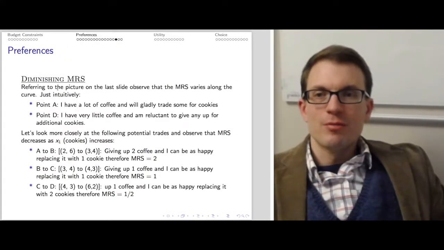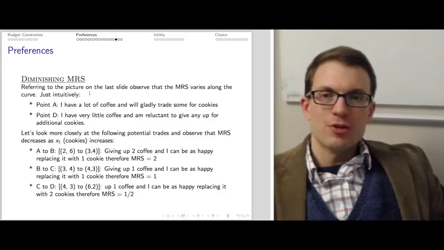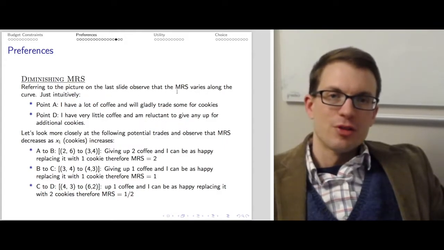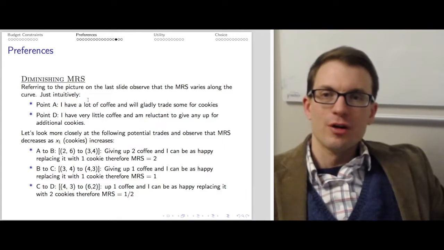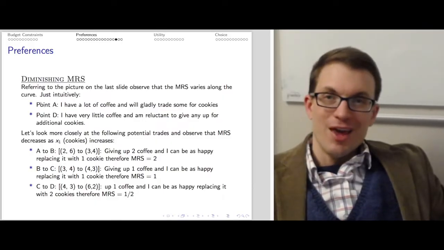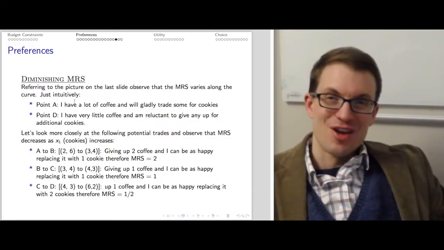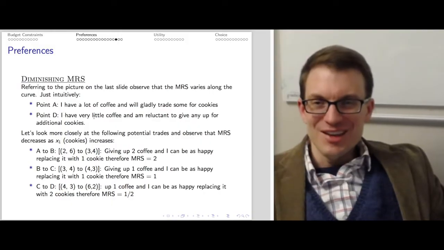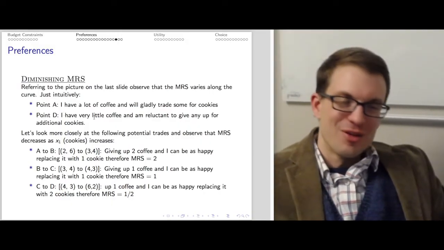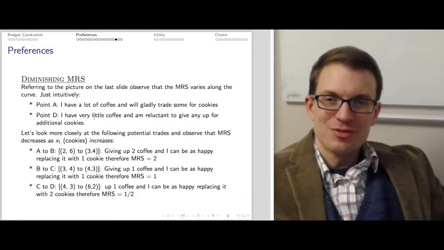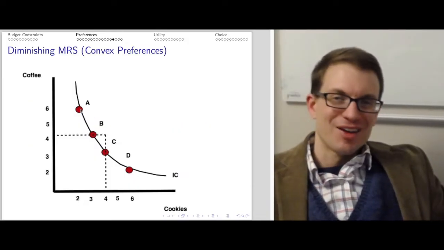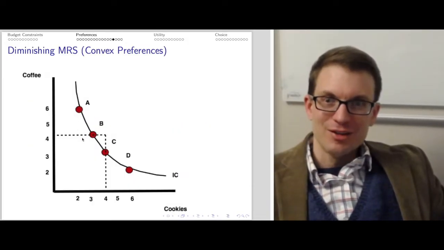Okay, so diminishing marginal rate of substitution. Referring to the picture on the last slide, observe that the marginal rate of substitution varies along the curve. So intuitively, at point A, I have a lot of coffee. I'm going to trade some for some cookies. Point D, I have very little coffee, and I'm very reluctant to give up any for additional cookies, right? So here, I've got a lot of coffee. I'm willing to give up a lot of coffee to get some cookies.